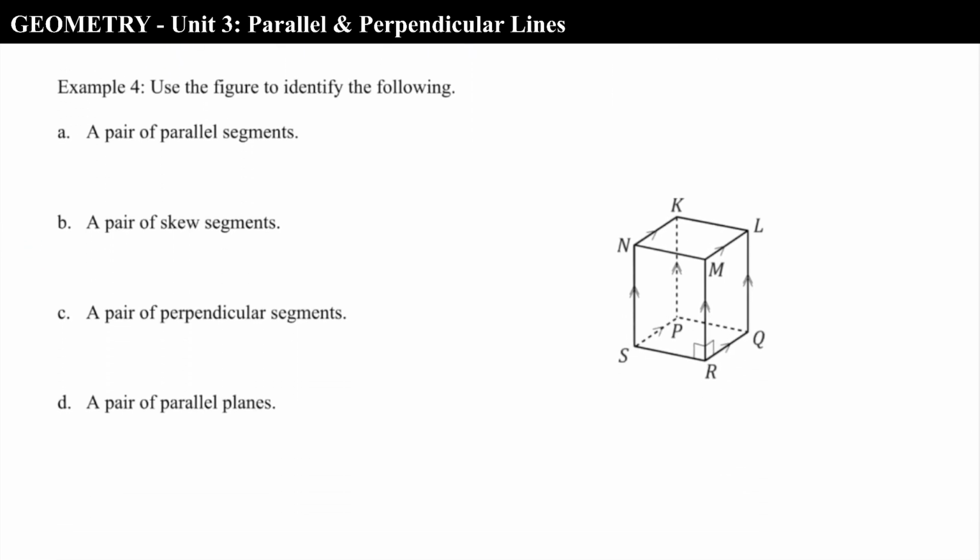And then for example 4, we're going to use the figure to identify the following. A pair of parallel segments, all right? So they've only asked for one. So how about KN and LM? You could also do KN and PS. You could also do KN and QR. And then you could do any of these sides that are going up and down. So let's just choose KN and PS.